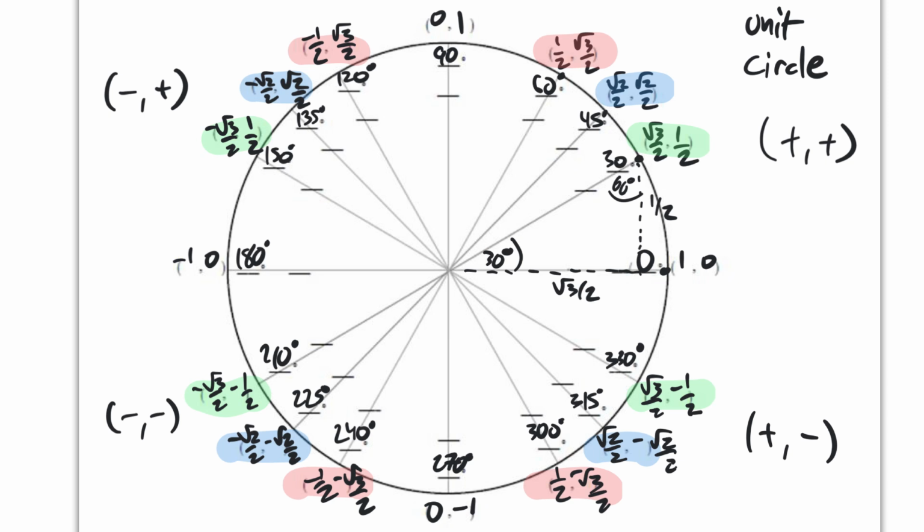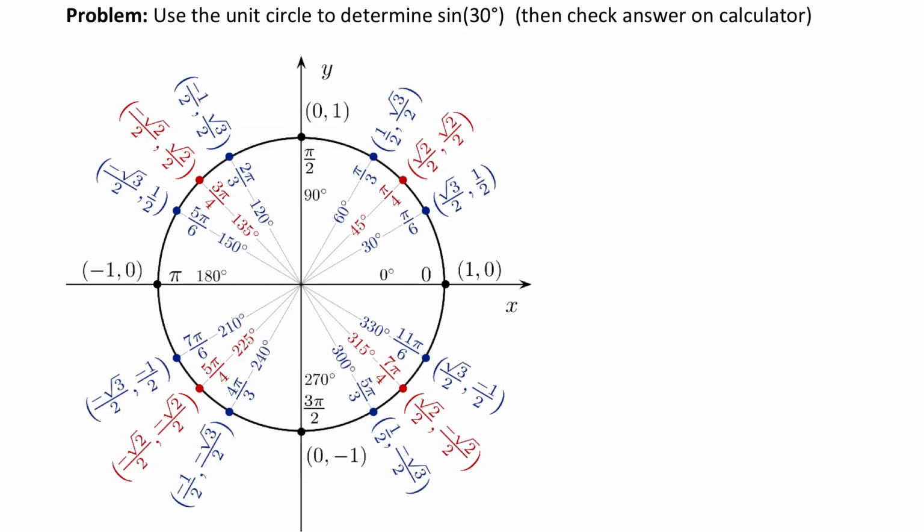But the thing is that it's not just about finding these coordinates on this circle. It's also about using these coordinates to work back and find the sine and cos values. Let me show you what I mean. So let's say somebody asks you to find sine of 30. Well, sine of 30 would need a calculator. But let's pretend we don't have a calculator. We would go over to our unit circle and we would find the angle of 30. Then we would say, okay, that means we have a little triangle here, 30 degrees.